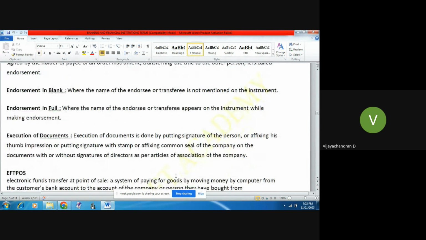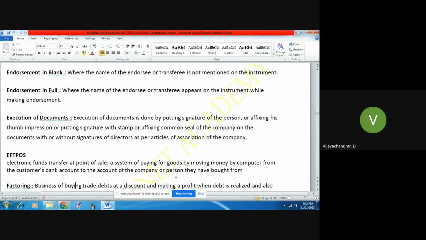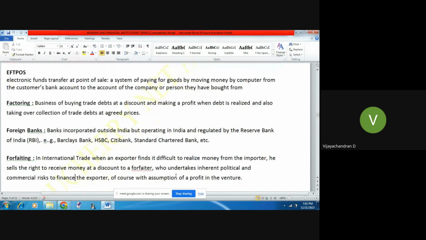Execution of documents. Execution of documents means you are paying the amount, you are transferring the check or anything completely, without any lack of procedures. So you are completing everything. That is known as execution of documents. That is signature, affixing the thumb impression, the seal of the company. Everything fulfilled. That is known as execution of documents.